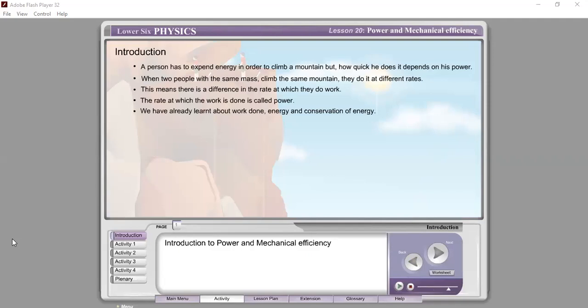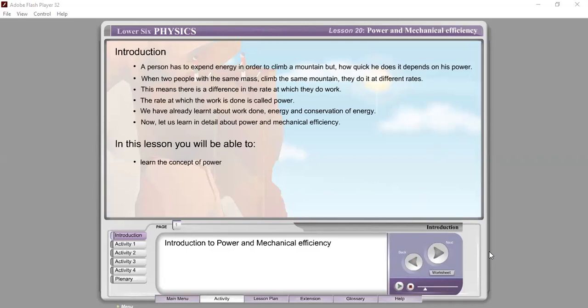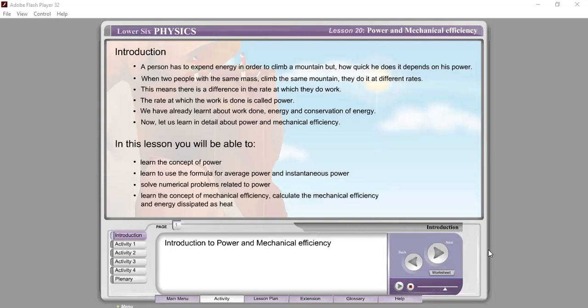We have already learned about work done, energy, and conservation of energy. Now, let us learn in detail about power and mechanical efficiency. In this lesson, you will be able to learn the concept of power, learn to use the formula for average power and instantaneous power, solve numerical problems related to power, learn the concept of mechanical efficiency, calculate the mechanical efficiency and energy dissipated as heat.